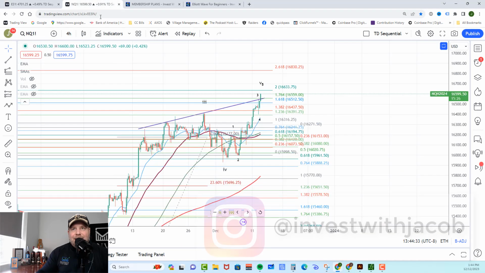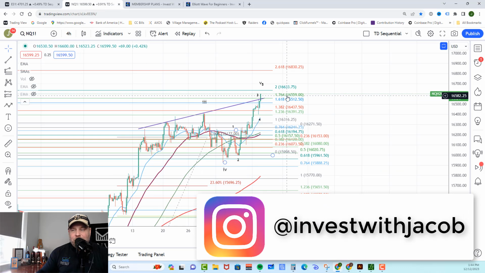Over on the NASDAQ, we are entering upper support or resistance here as well at the 16,633 up to 16,700 area. If they blow through that, we're looking more at the 17,000 area before we see a turn down and a more direct move.